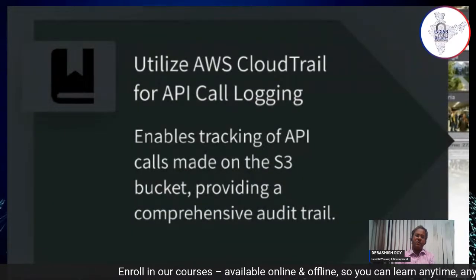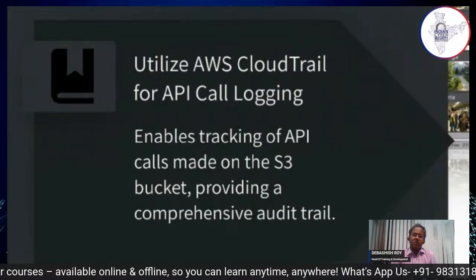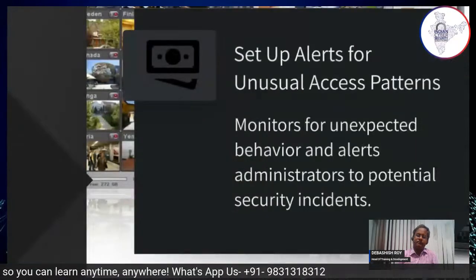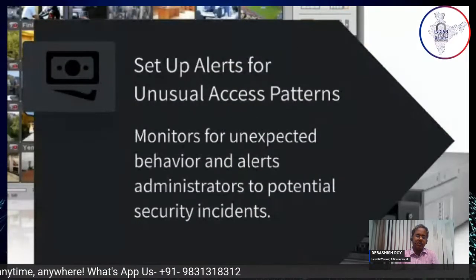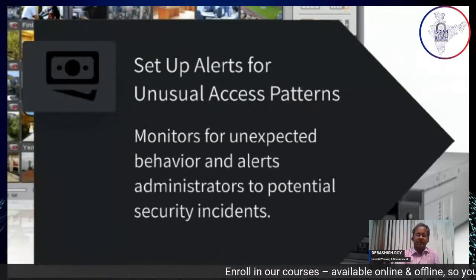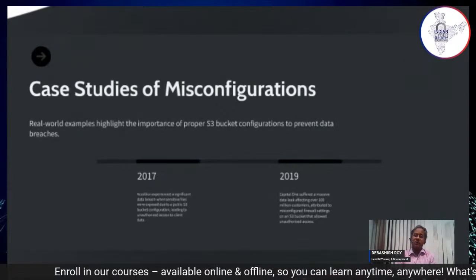Then utilize AWS CloudTrail logs for API call logging, which enables tracking of API calls made on the S3 bucket, providing a comprehensive audit trail. And set up alerts for unusual access patterns. You have to monitor for unexpected behavior and alert administrators to potential security incidents. So this is about the comprehensive study of the S3.